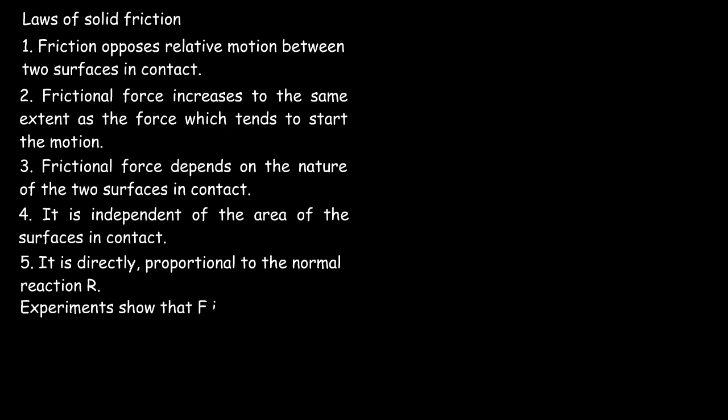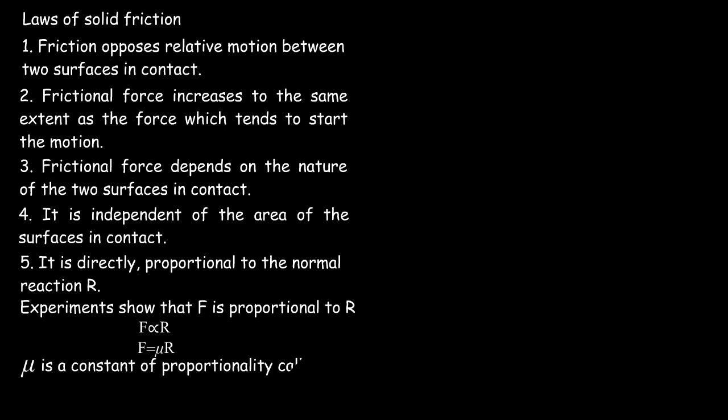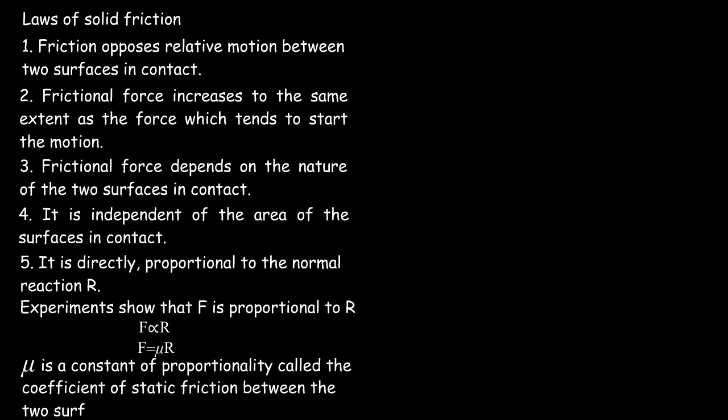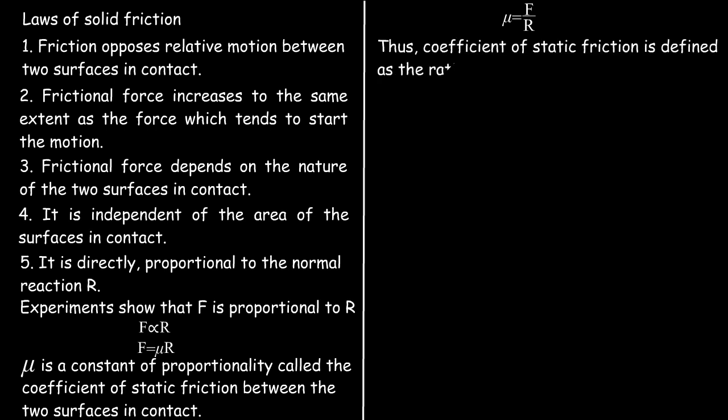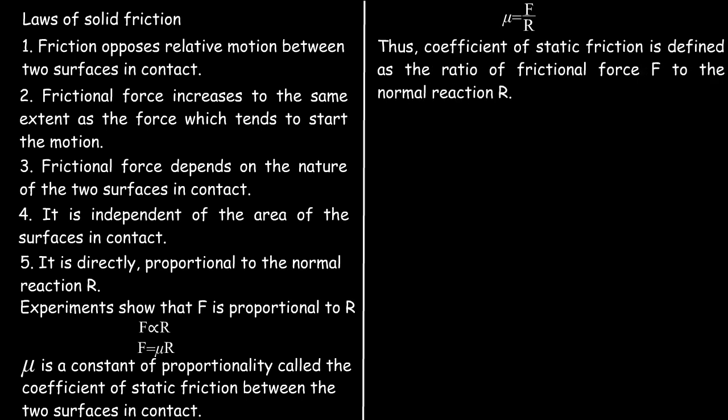Experiments show that F is proportional to R, that is, frictional force is directly proportional to R. Introducing a constant of proportionality, frictional force will be equal to mu R, where mu is a constant of proportionality called the coefficient of static friction between the two surfaces in contact, which means mu is equal to F over R. Thus, the coefficient of static friction is defined as the ratio of frictional force F to the normal reaction R.